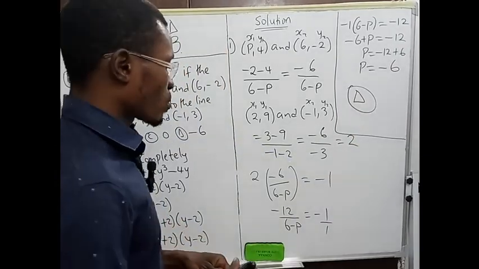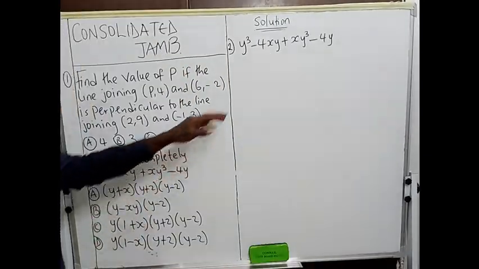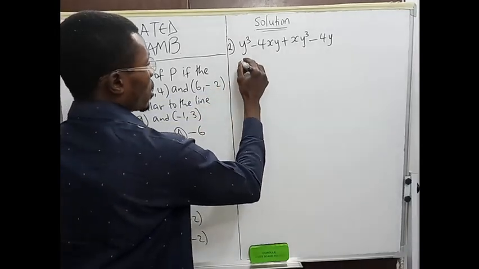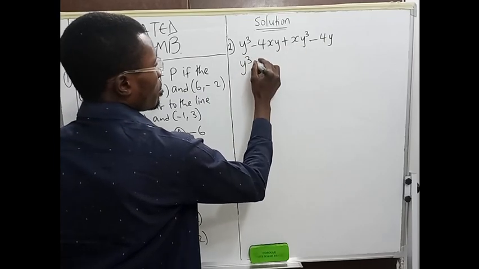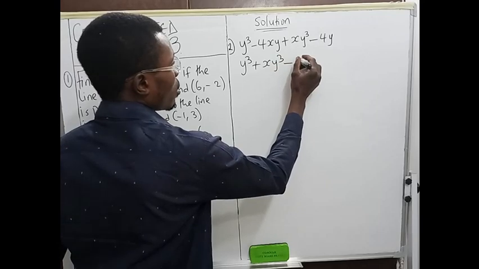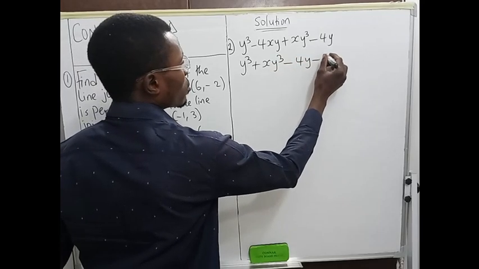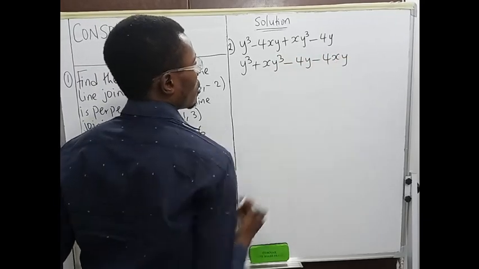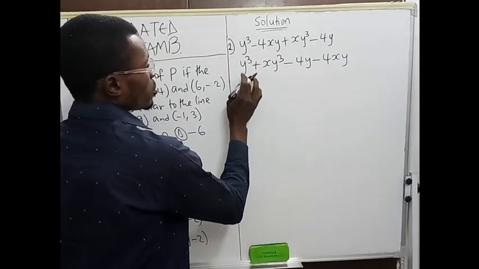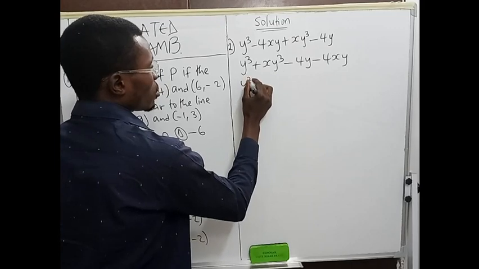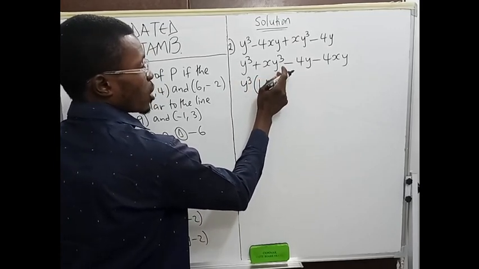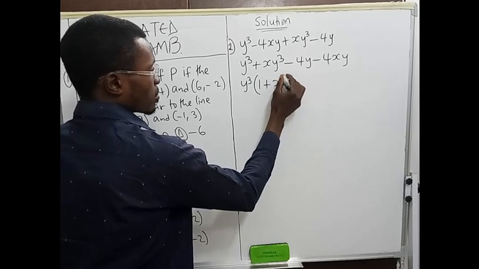Now move to number 2. For number 2, we're asked to factorize completely this expression. So the first thing I'll do here, I'll regroup. Okay, so I'm going to have y cubed plus xy cubed minus 4y minus 4xy. Then I factor out each pair. What is common between this and this? I have y cubed is common. Factor out y cubed from here, I have 1 left, plus factor out y cubed from here, I have x.